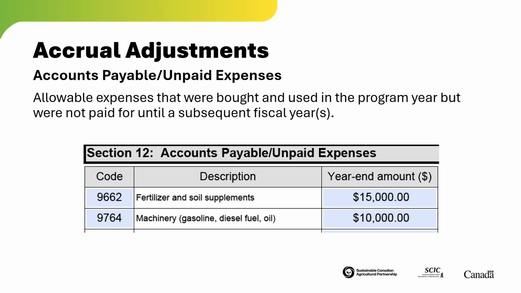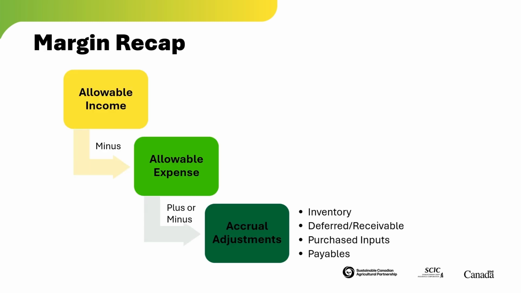And just to note, do not include any amounts if you're purchasing them through loans, lines of credit, or credit cards. Don't include those amounts as an accounts payable or unpaid expense. They're already captured on the expense side of things on your taxes. So just to recap the margin calculation, we've got the allowable income minus the allowable expenses, plus or minus those accrual adjustments that we talked about.